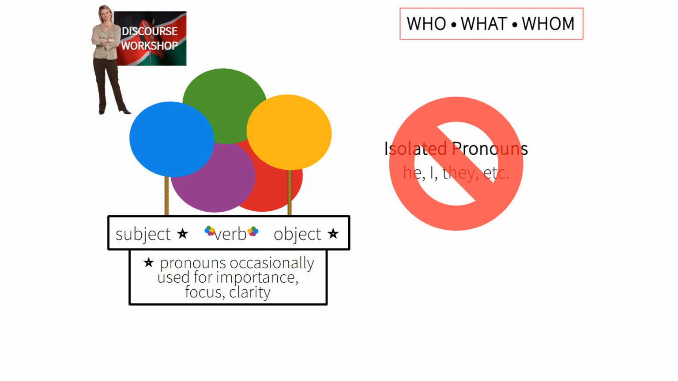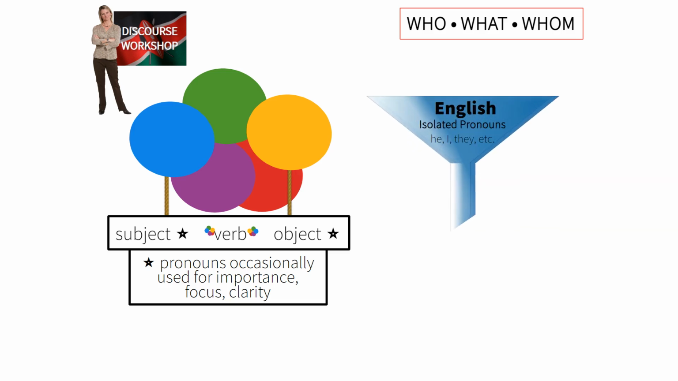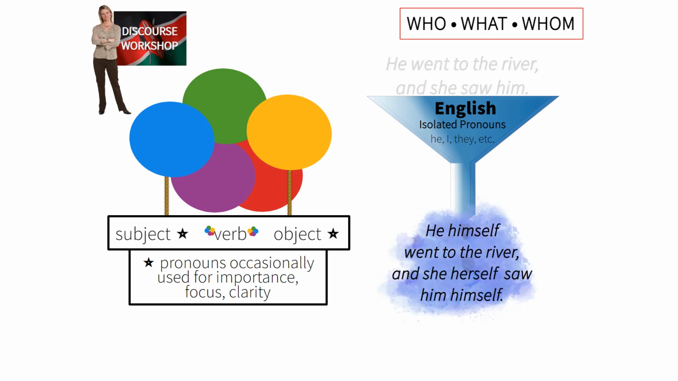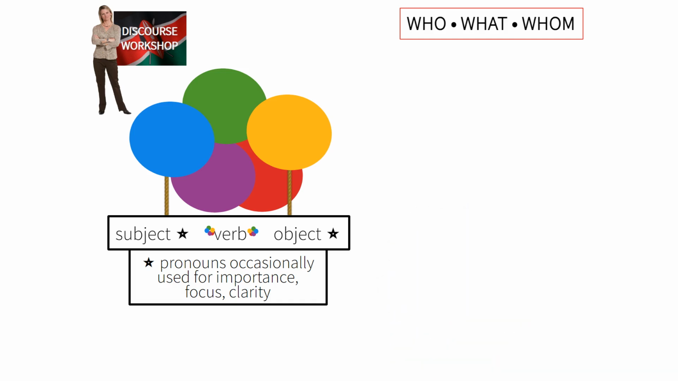All the mother tongue translators in the workshop used English as the source language in translation. Since English uses isolated pronouns all the time, they just copied these and so used a lot more of these isolated pronouns than they normally would. The result was something that had the flavor of, he himself went to the river and she herself saw him himself, with most of the pronouns inappropriately emphasized. After finding out the pattern of their own languages, all the translators went back to their translations and removed most of their isolated personal pronouns.